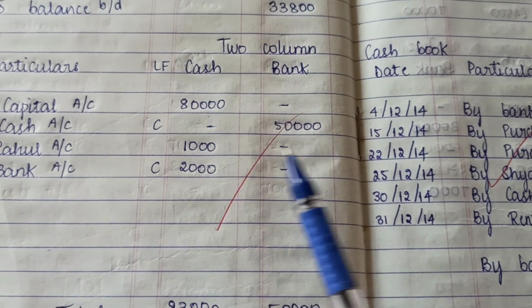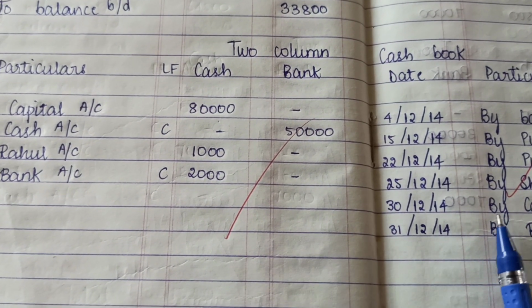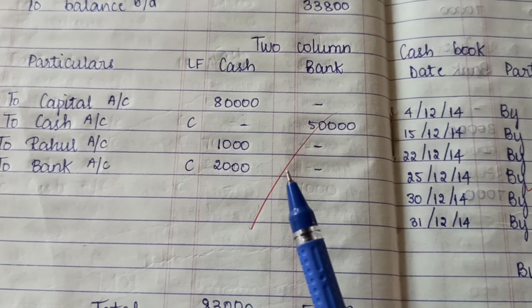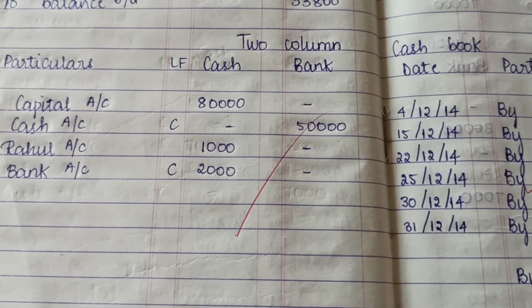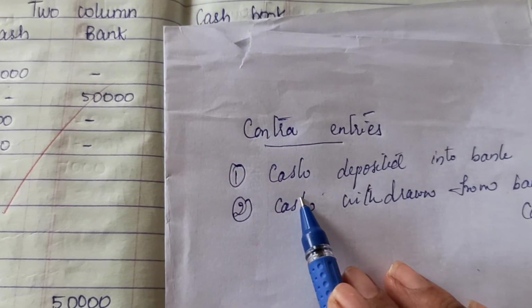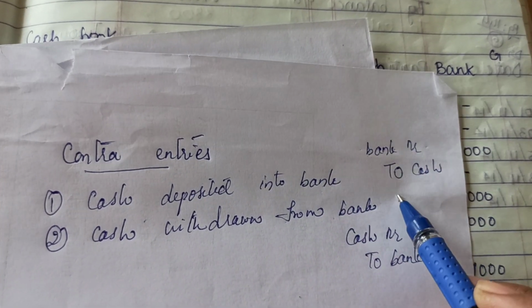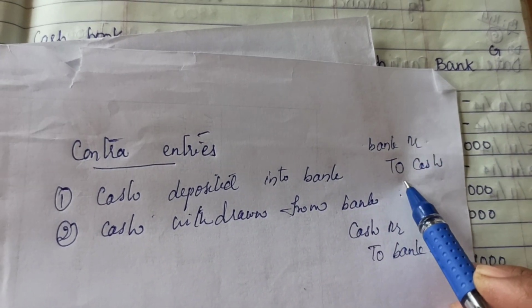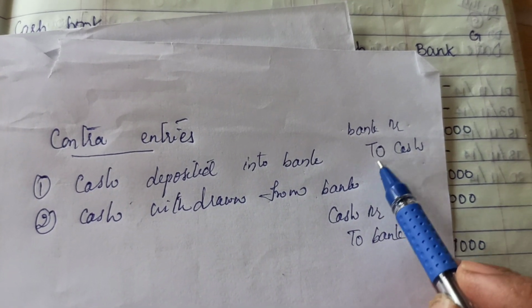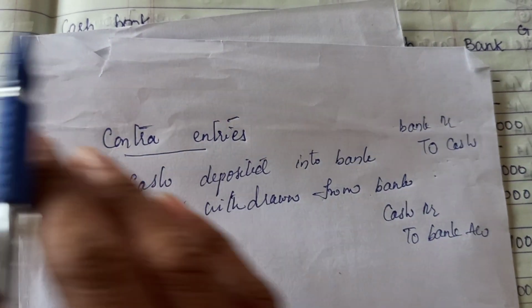So a contra entry is an entry which appears on both sides of the cash book. Now, cash deposited into bank is a contra entry. See here, cash deposited means what is the journal entry? Bank account to cash account. To is on which side here? Debit side. So "To cash" is written here on the debit side.